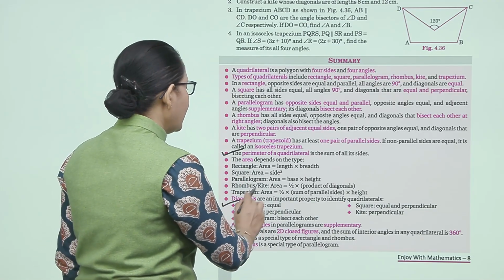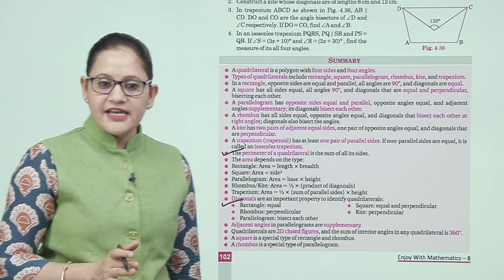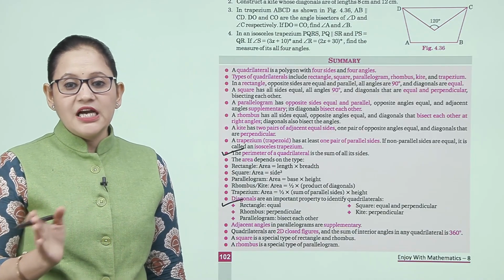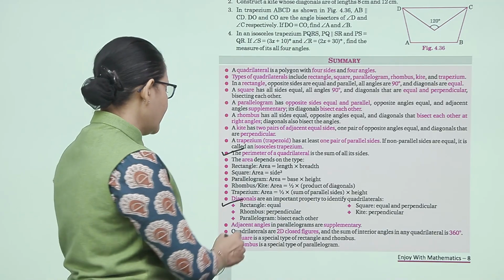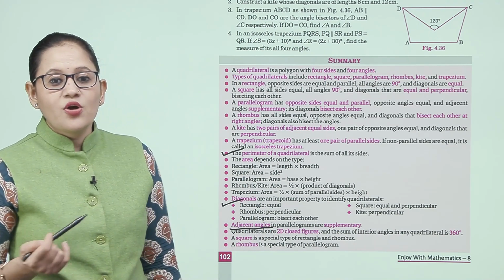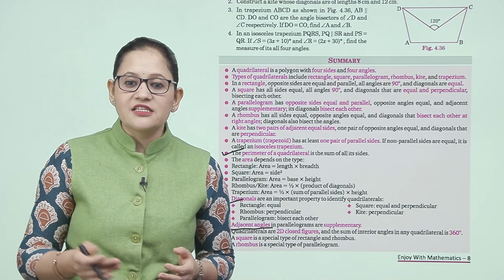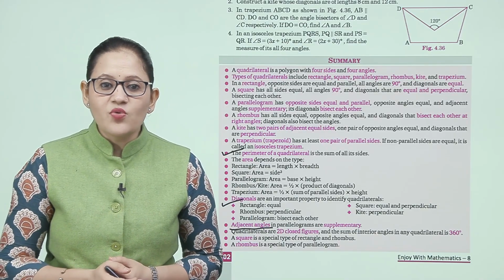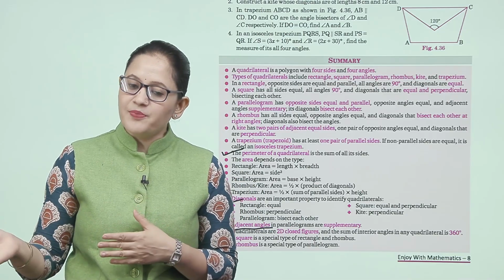Diagonals are an important property to identify quadrilaterals. In a rectangle, diagonals are equal; square, equal and perpendicular; rhombus, perpendicular; kite, perpendicular; parallelogram, bisect each other. Adjacent angles in parallelograms are supplementary. Quadrilaterals are 2D closed figures and the sum of the interior angles of any quadrilateral is 360 degrees. The square is a special type of rectangle and the rhombus. The rhombus is a special type of parallelogram.